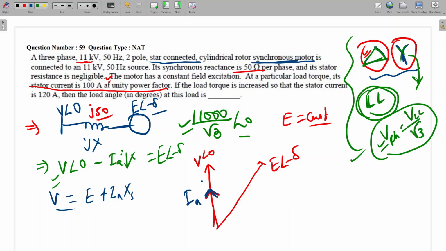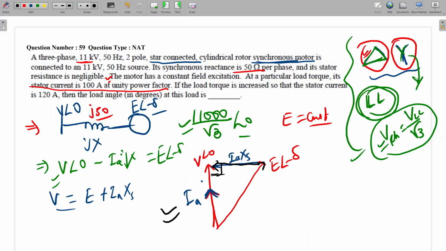So this is the direction of current. So what will be the IA XS direction? It will be like this. So it will be IA XS. So this is the phasor for the first condition. V I have taken as reference. E is lagging by delta, and IA XS will come perpendicular to this one. So this is a right angle triangle. Is it clear to all, this phasor diagram?